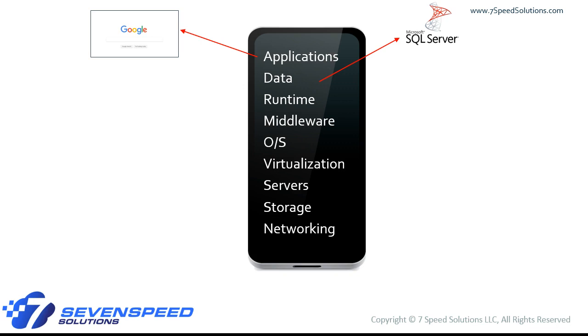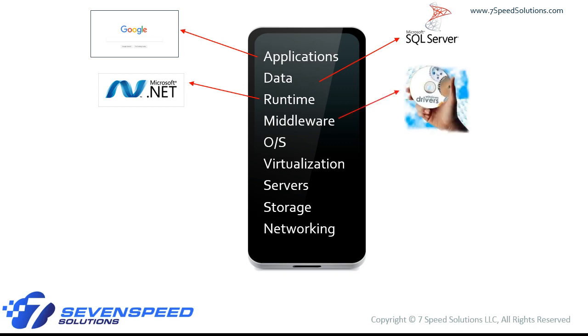In this case, we'll say something like SQL Server. The runtime. In this case, we'd say maybe it's running on a .NET application. Middleware, those would be drivers, things like TCP/IP. Sometimes there's a convolution between middleware and runtime. Technically, middleware is anything between the application and the operating system or the kernel.